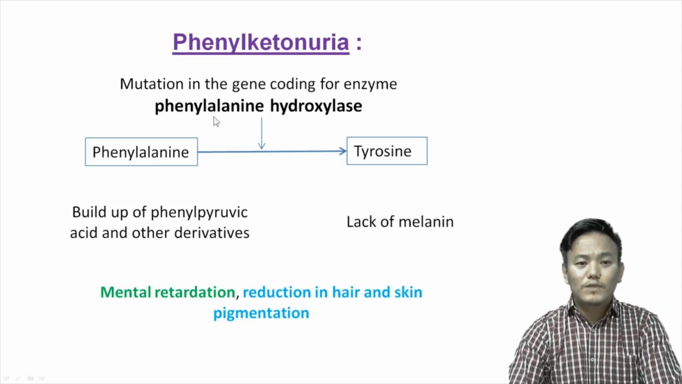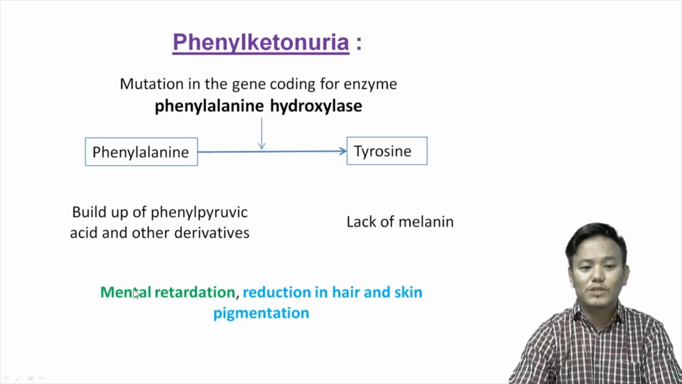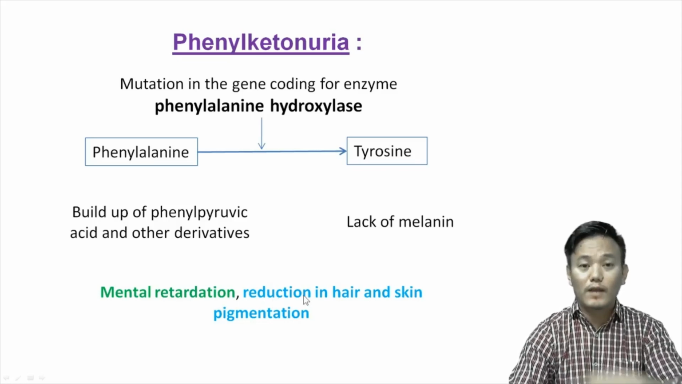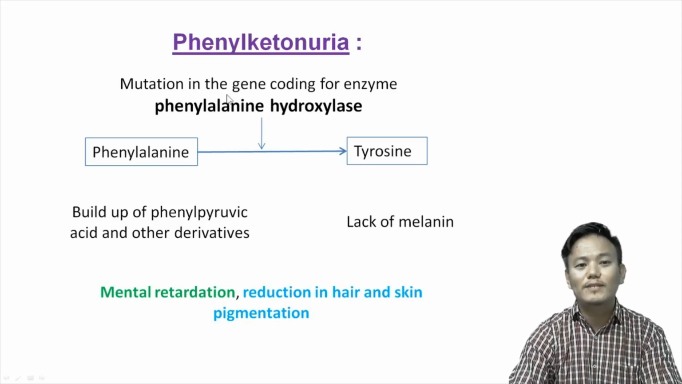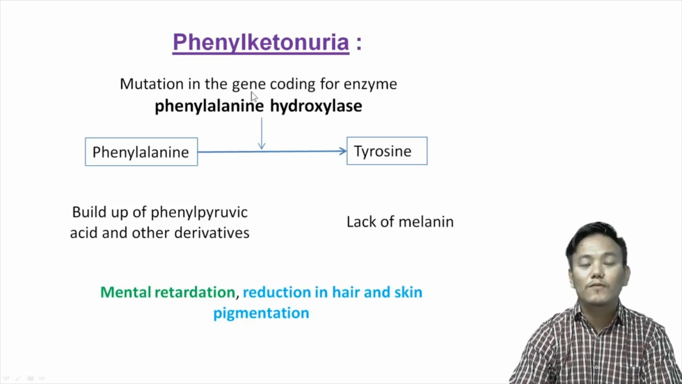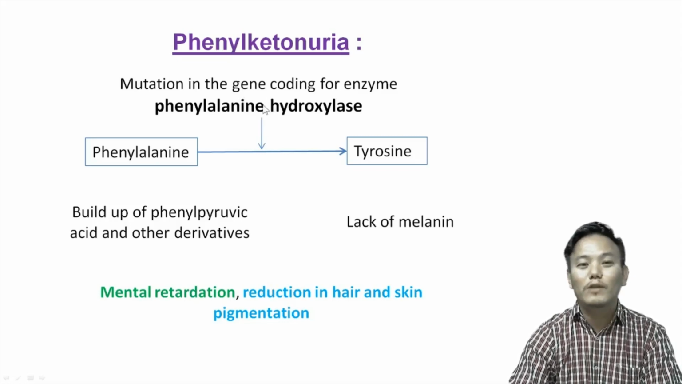So all of these happen: mental retardation, reduction in hair and skin pigmentation. All these external characteristics are caused by a mutation in just one gene. So what does that suggest? That suggests that this particular gene is responsible for these phenotypic effects. So it's an example of pleiotropy: one gene having many phenotypic effects.